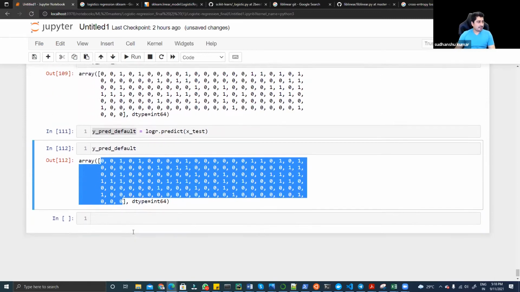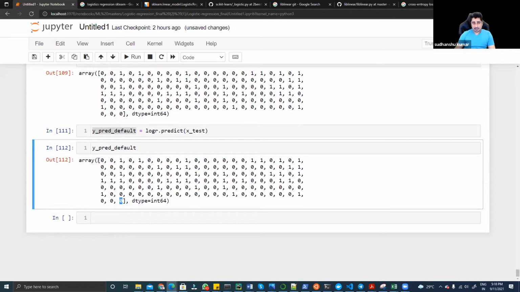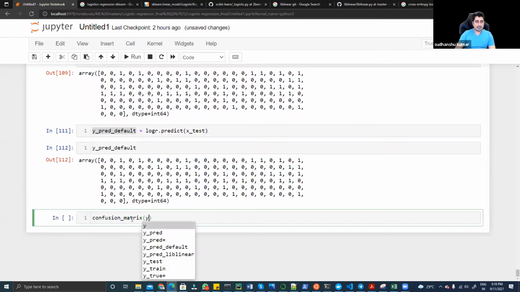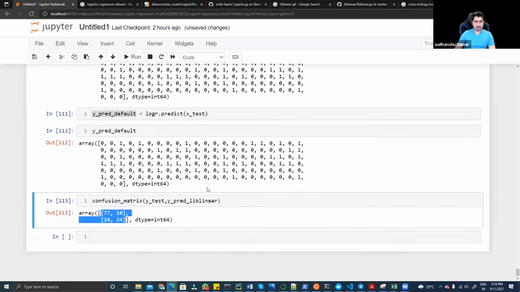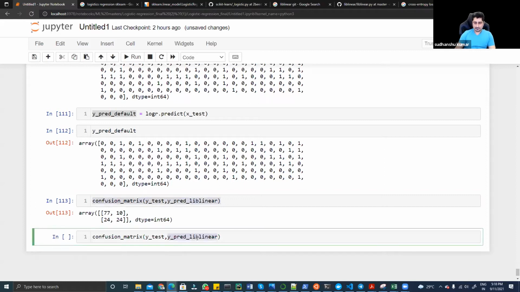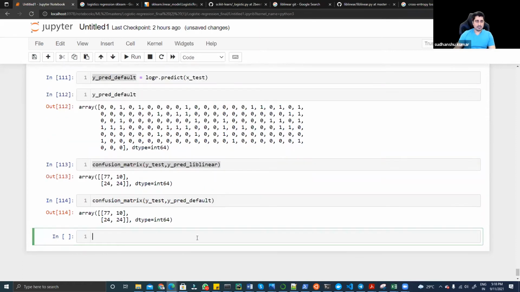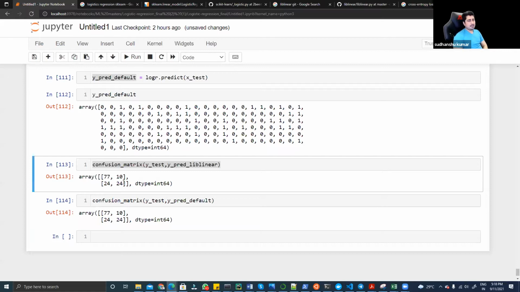Okay. Now, if I have to draw a confusion matrices over here, confusion matrix, I have already done an import of it. So here I can try to pass Y test, comma, Y pred. So Y pred for liblinear. So this is the confusion matrix that we are able to get for liblinear, right? And the same thing we can try to repeat over here. We just have to change this one to default. So this is the confusion matrices that we are able to see from this one. Now, can I say that by looking into this confusion matrices, it's same?